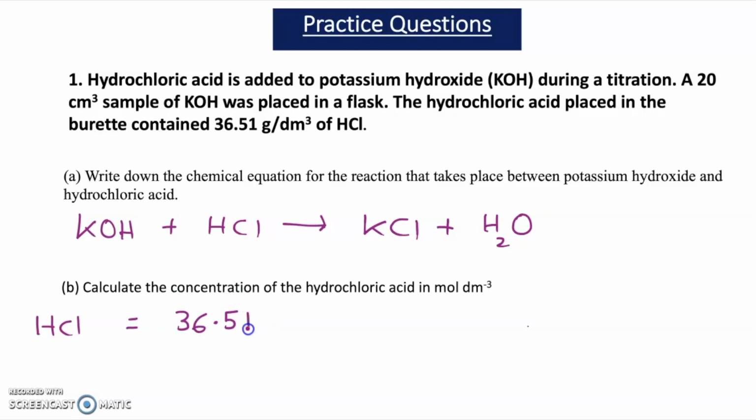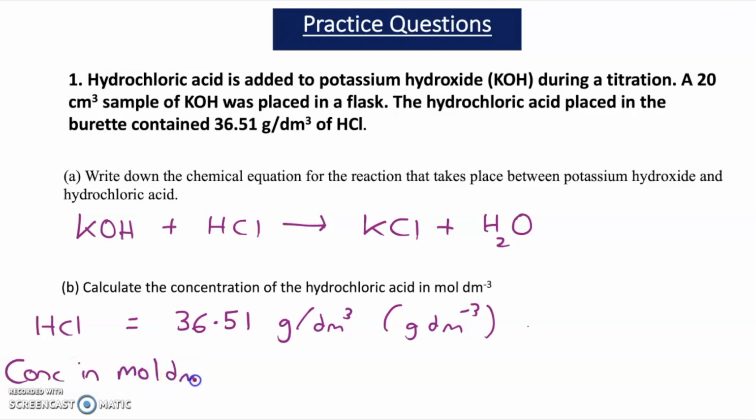Now part B is asking you to calculate the concentration of the hydrochloric acid in moles per decimeter cubed. We know that the mass concentration is 36.51 grams per decimeter cubed, and all we have to do here is convert grams to moles. So to convert grams to moles, you divide by the molar mass, which is the Mr value of hydrochloric acid.